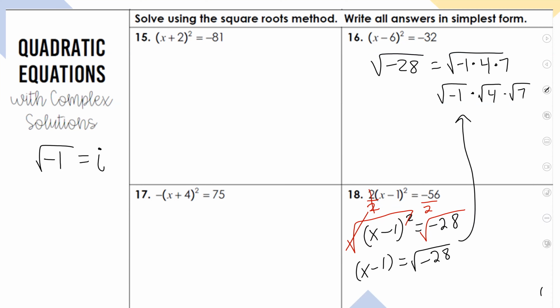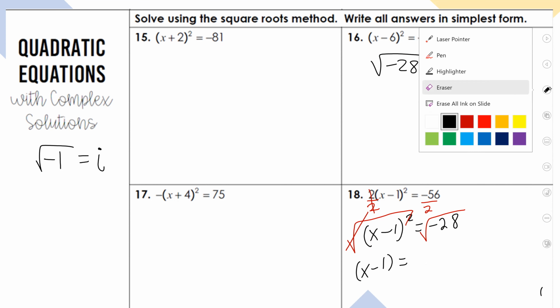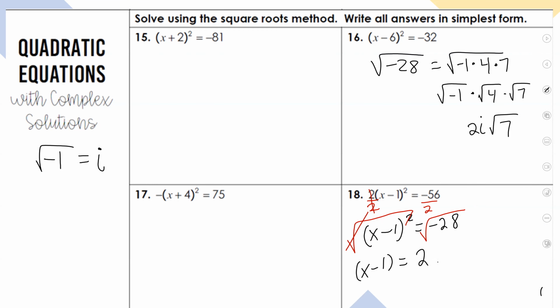Okay. What's the square root of negative 1? i. Okay. What's the square root of 4? 2. And I'll just keep the square root of 7 because that won't break down. Okay, perfect. So let's write what I have. We can rewrite the square root of negative 28 as 2i square root of 7.